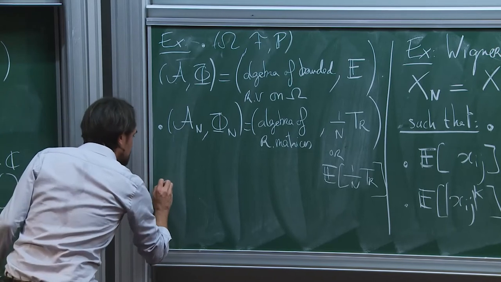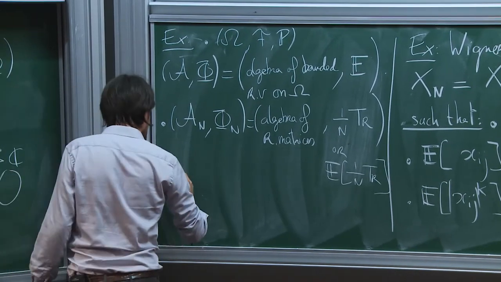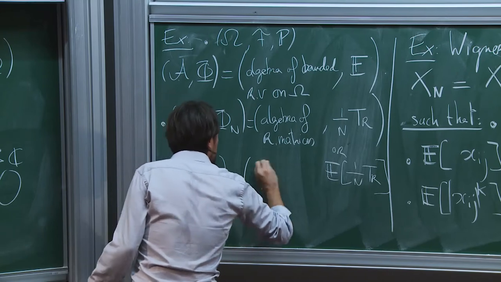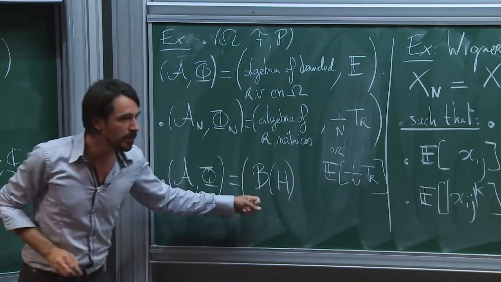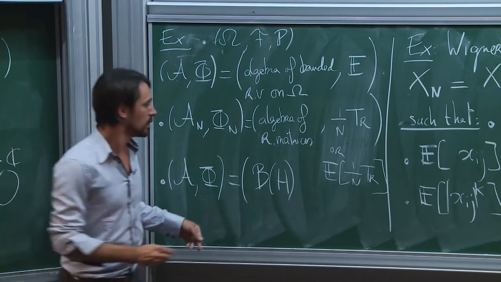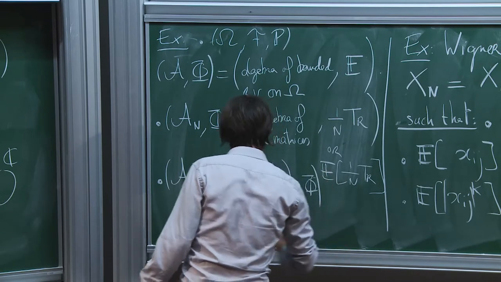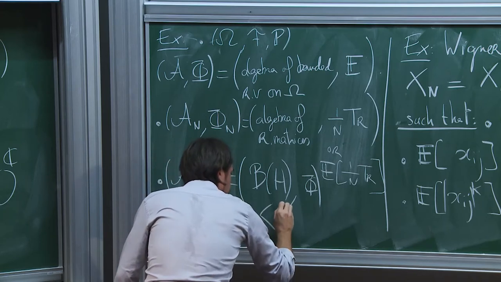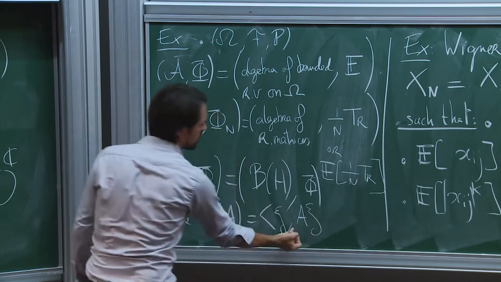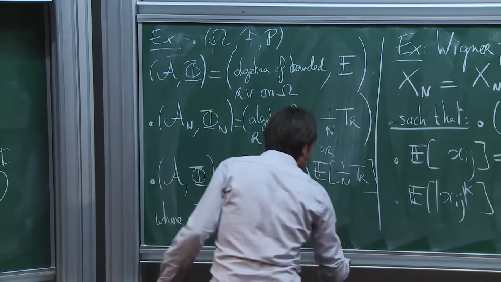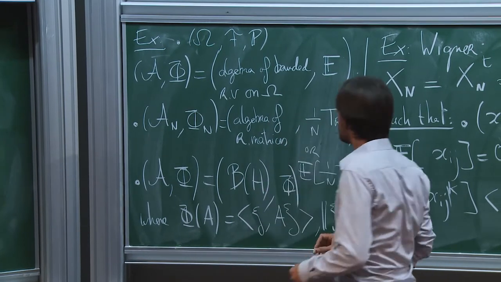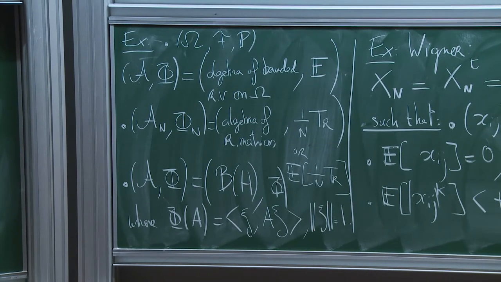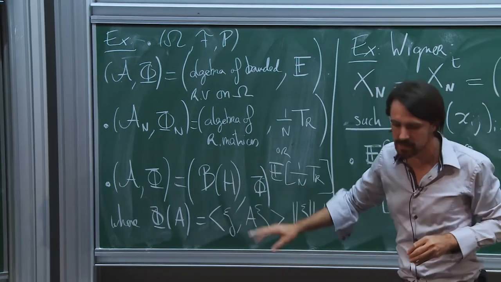And a more abstract context, which is actually one of the very general examples: you take B(H), the set of bounded operators on some Hilbert space, together with phi, where phi of A is the scalar product of a vector xi against A applied to xi, where xi is a unit vector. So it is a much more abstract context, but at the top level, this is where we can realize most non-commutative probability spaces.